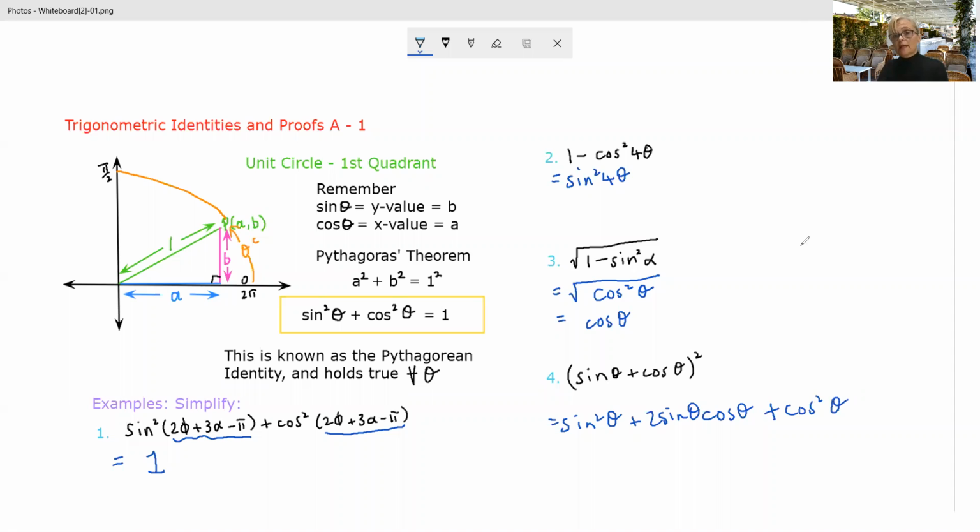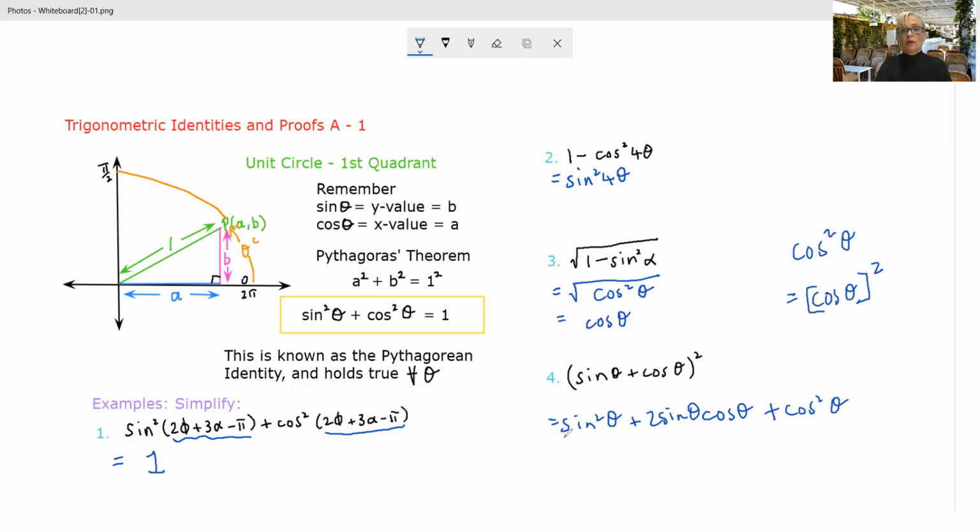Just bear in mind when I say cos squared theta, what that means is cos of theta all squared. The reason we don't write it after the theta is that then there could be some confusion as to whether you're squaring the angle and then taking cos of it or whether you're taking cos of the angle and then squaring it. So we write it like that.